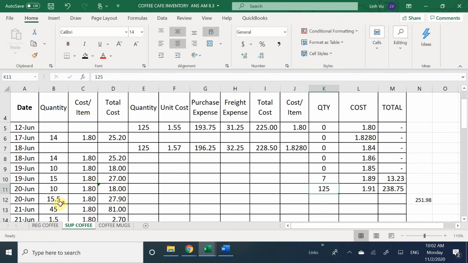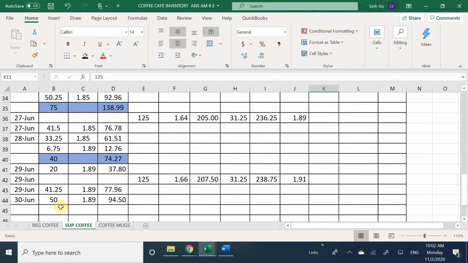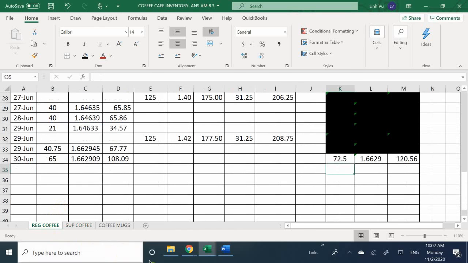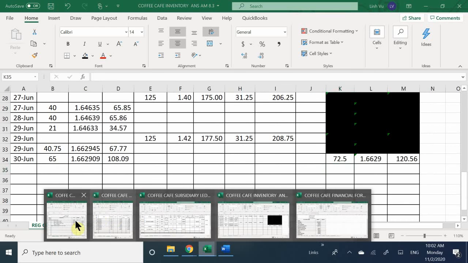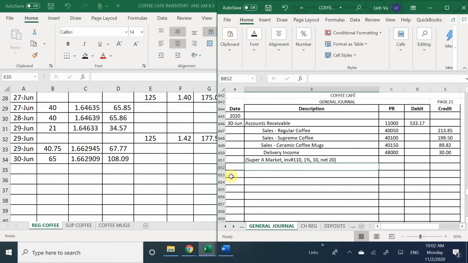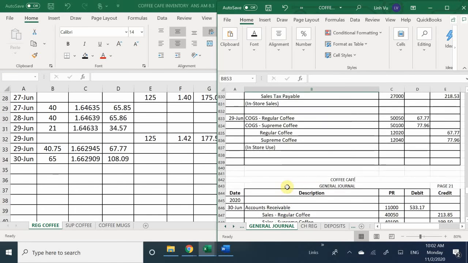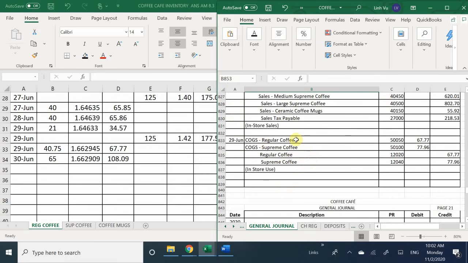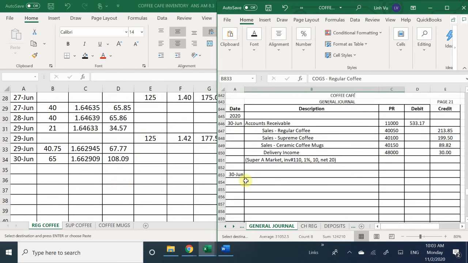Okay. All right, so let's go ahead and go to our journal and journalize this transaction. So what is my journal going to look like? It's gonna be cost of goods sold, regular coffee, cost of goods sold, Supreme Coffee. Then we're gonna credit regular coffee and we're gonna credit Supreme Coffee. Good. So I'm going to go ahead and copy and paste that down here.